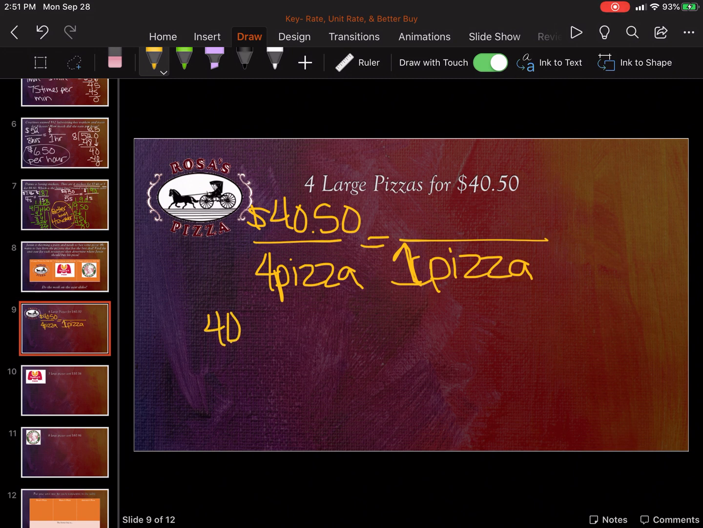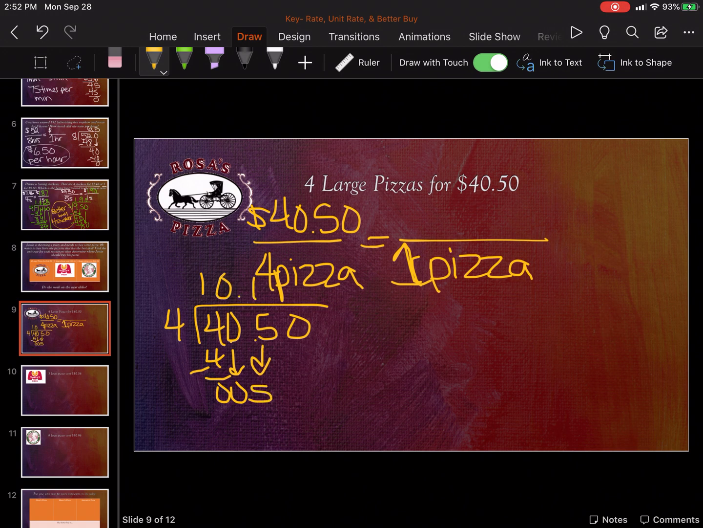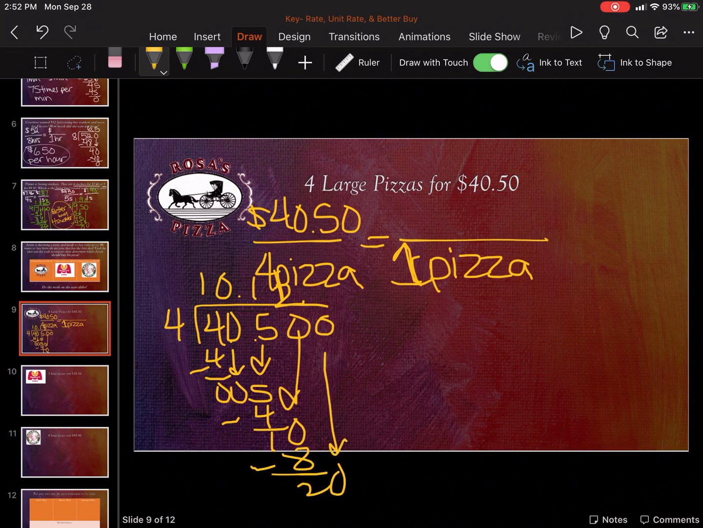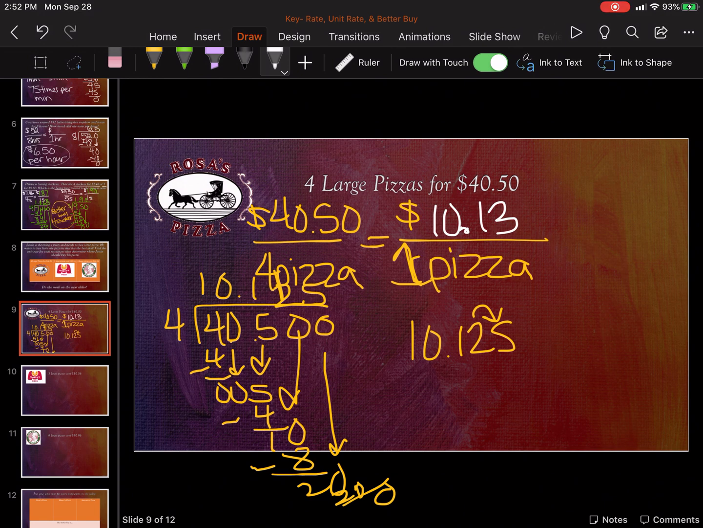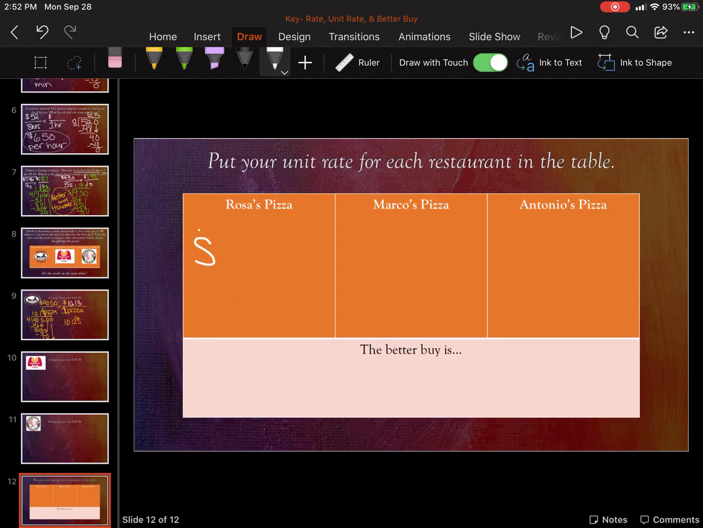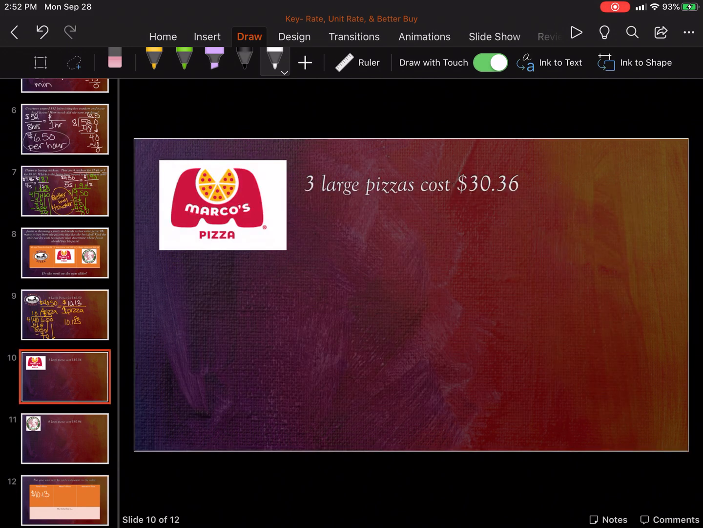Okay, so $40.50 divided by 4. Oops. Goes in 1 time. Goes in 0 times. On the 5, it goes in 1 time. Bring down the 0, it goes in 2 times. 2 left over. Add a 0 and bring it down. It goes in 5 times. So it is 10.125. We do need to round this to be $10.13. Notice the 5 or more raise the score. Okay. So Rosa's was $10.13. Let's do Marco's. $30.36 by 3.